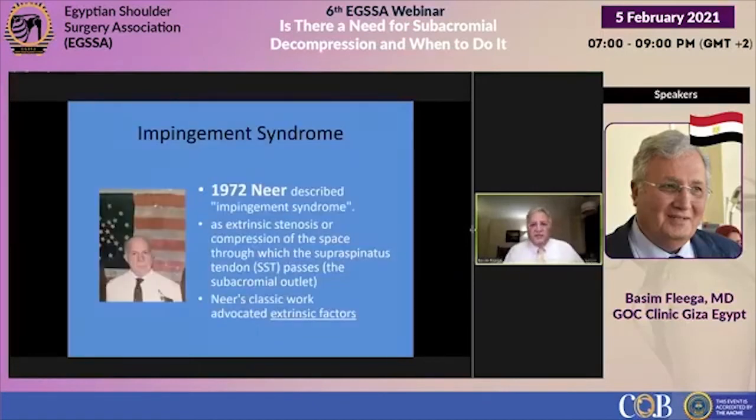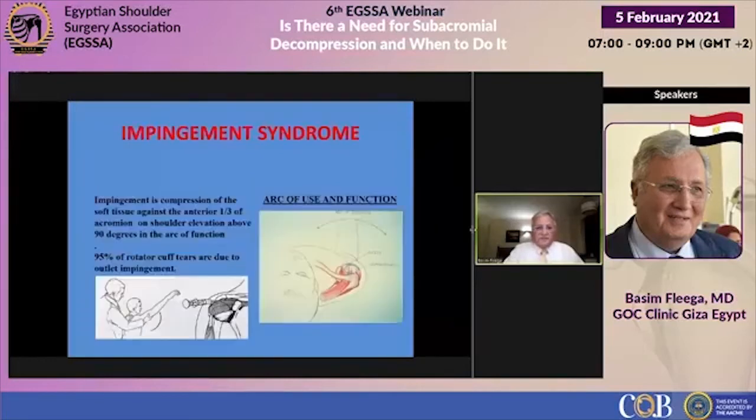In 1972, Neer described the impingement syndrome as extrinsic stenosis or compression of the space through which the supraspinatus tendon passes, and he advocated extrinsic factors. And he described that impingement is compression of the soft tissue against the anterior one-third of the acromion on shoulder elevation above 90 degrees in the arc of function. And he postulated that 95% of rotator cuff tears are due to outlet impingement.